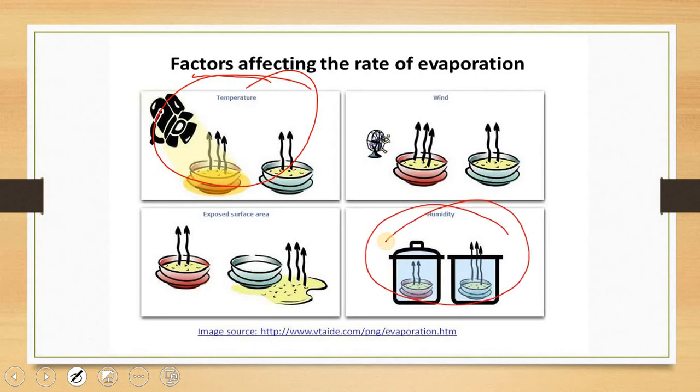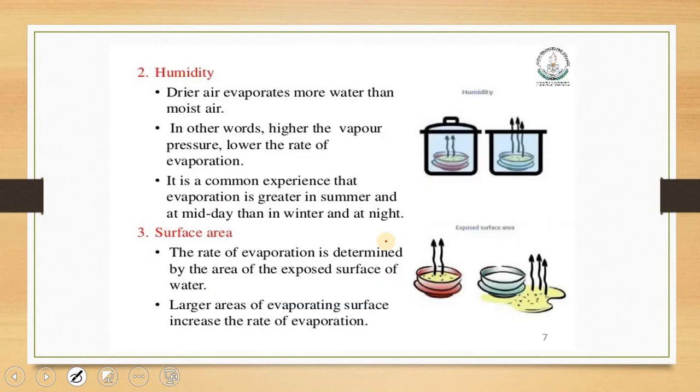So humidity is related to the amount of water vapor. Kelembapan dalam bahasa Melayu. So lagi tinggi kelembapan, lagi basahlah benda tu. Okay, lembab, makin lembab. So when there is a higher amount of humidity, the water vapor will also increase, or vice versa. When there is a high amount of water vapor, then humidity will also increase. So that's related to each other.